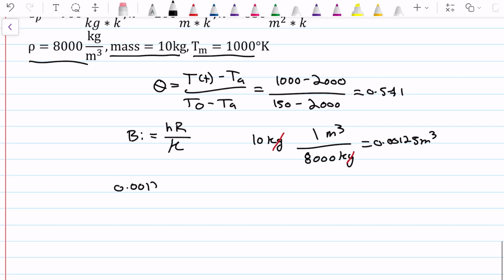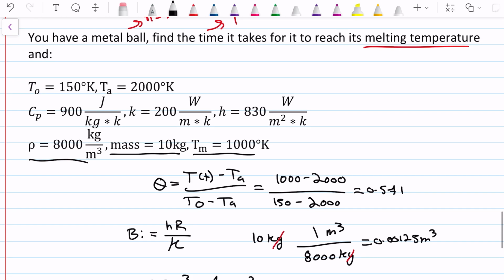We know the volume of a sphere is 4/3 pi r cubed. So let's solve for r. Take our result, times 3, divided by 4, divided by pi, take the 1/3 power, and we get a radius of 0.0668 meters. So now we can solve our Biot number.